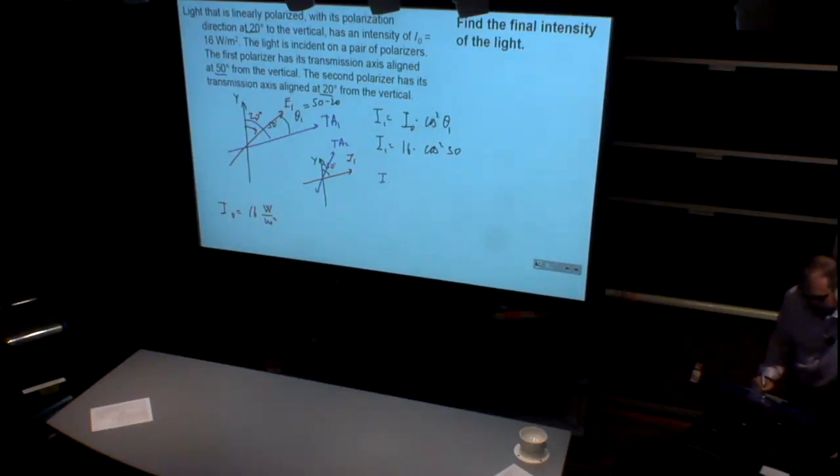So now how do we calculate the new intensity? It should be the previous times cosine squared of theta 2. What is theta 2? Is it 20? Is it 50? No. Again, according to a definition, it has to be measured between transmission axis and electric field, which is, again, 50 minus 20. So I2 is equal to I1 times cosine squared of 30, which is 16 times cosine squared of 30 times cosine squared of 30.